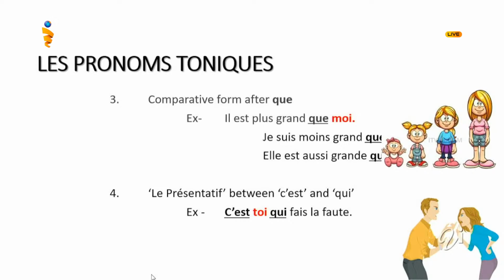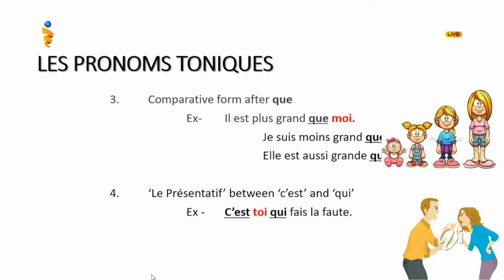Il est plus grand que moi. That is the first example. What is the meaning? He is taller than me. Je suis moins grand que lui. Elle est aussi grande que moi. So, when you compare, in comparative form, after the word que, you have to use pronoun tonic when you want to say than me, than you, than him, that way.